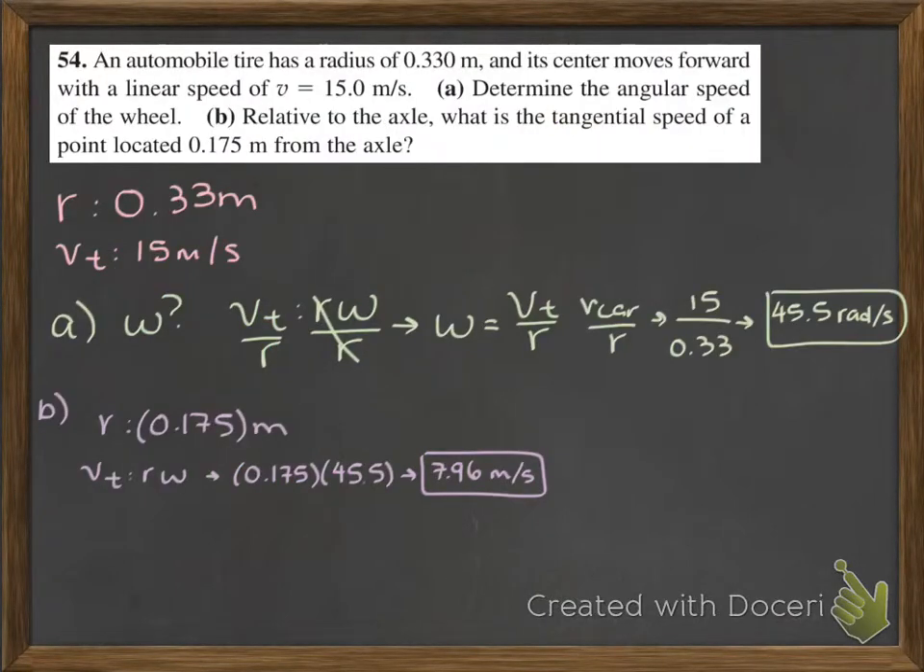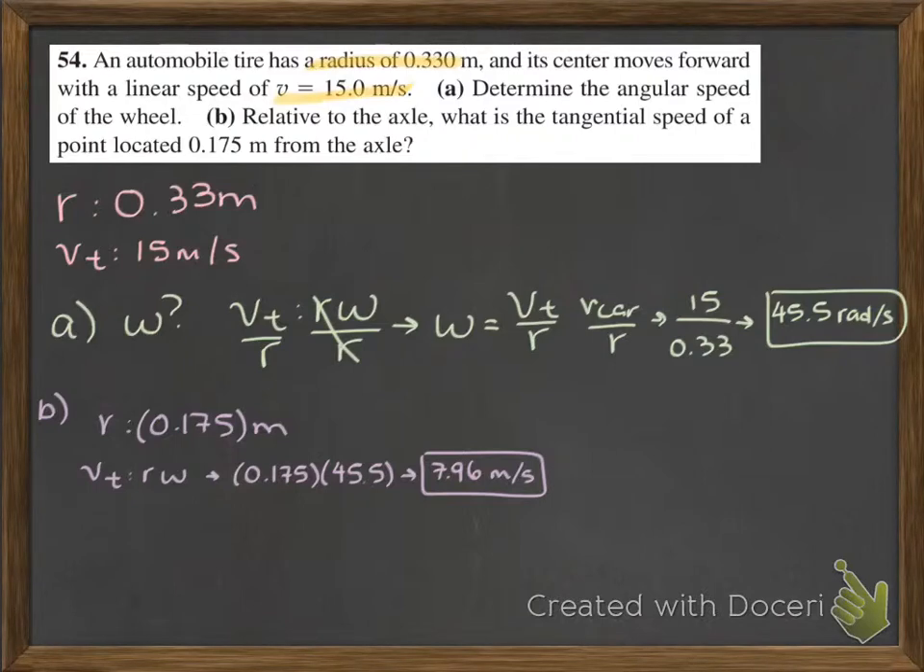Okay, let's look at 54. An automobile tire has a radius of 0.330 meters, and its center moves forward with a linear speed of v equals 15 meters per second. A. Determine the angular speed of the wheel. B. Relative to the axle, what is the tangential speed of the point located 0.175 meters from the axle? So we write the givens down. The radius is 0.330 meters, and it's moving with a linear speed of v equals 15.0 meters per second. So that's our tangential velocity.